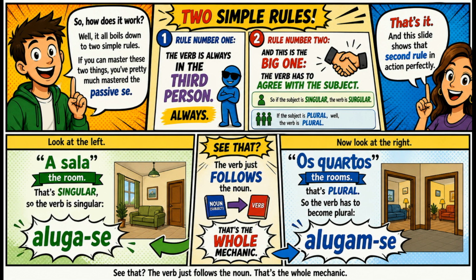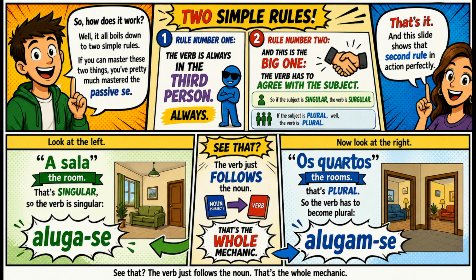So how does it work? Well, it all boils down to two simple rules. If you can master these two things, you've pretty much mastered the passive "se." Okay, rule number 1, the verb is always in the third person, always. And rule number 2, and this is the big one, the verb has to agree with the subject. So, if the subject is singular, the verb is singular. If the subject is plural, well, the verb is plural. That's it. And this slide shows that second rule in action perfectly.